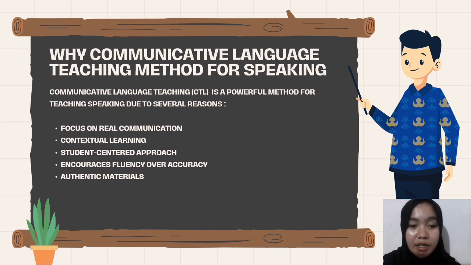Number 4. Encourages fluency over accuracy. While accuracy is important, CLT often prioritizes fluency. Learners are encouraged to communicate even if they make mistakes, fostering a more relaxed and less intimidating environment for speaking practice.